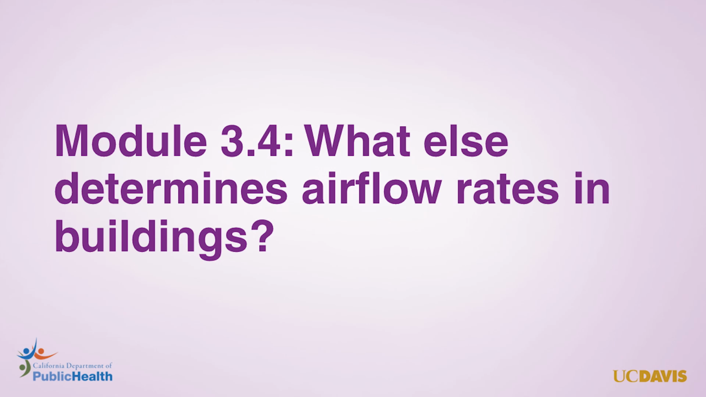Let's discuss what else determines airflow rates in buildings. Ventilation rates refer to the amount of outdoor air that must be provided to a space. The total airflow into a room, which is called the supply air rate, is generally higher than the ventilation rate. In ventilation systems with recirculation, outdoor air is brought in, mixed with some indoor return air, filtered and conditioned, and then supplied to the room. This process ensures sufficient airflow for the heating and cooling system to function effectively.